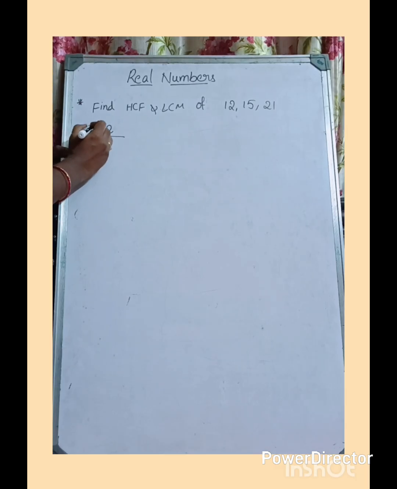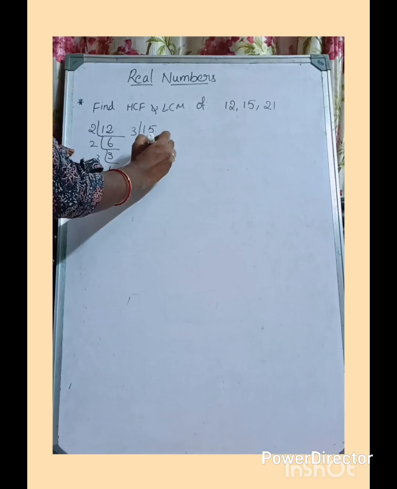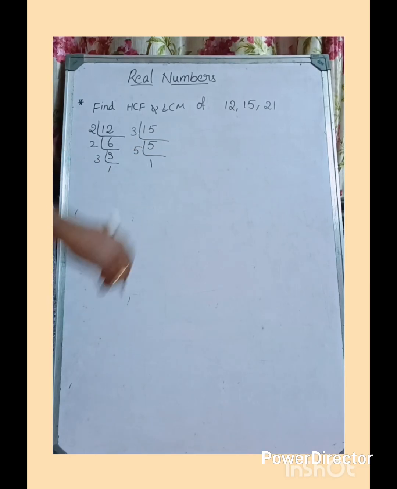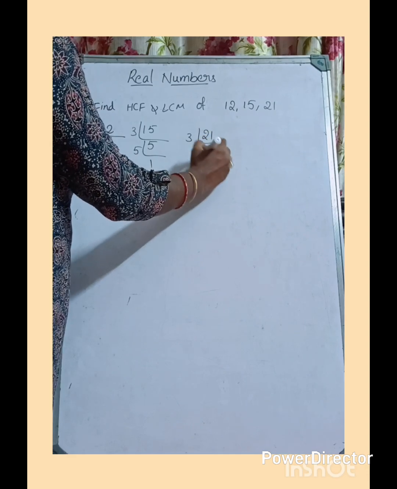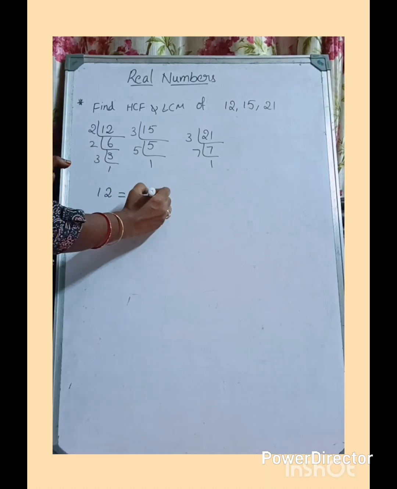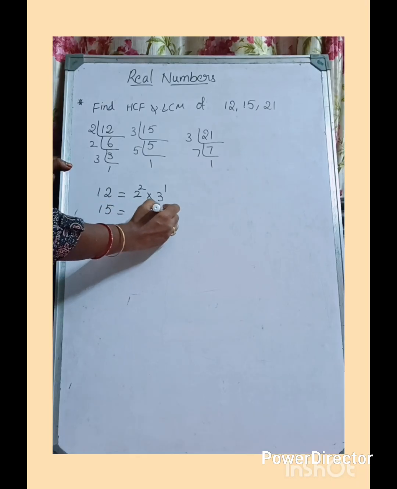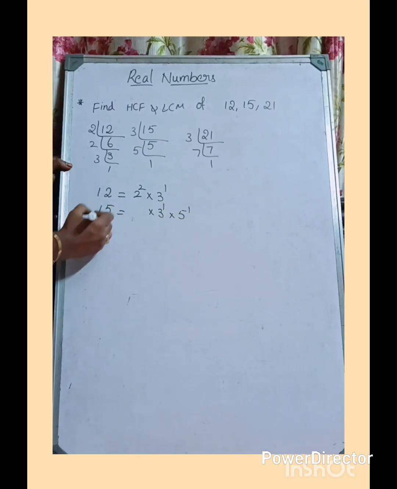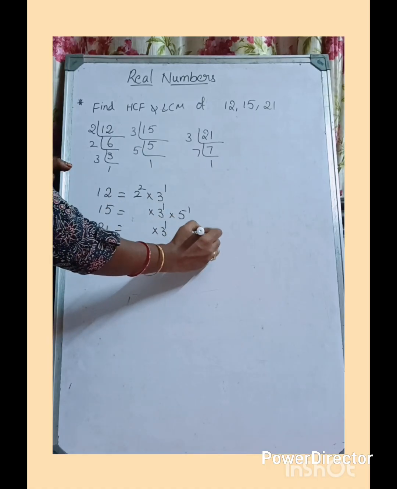So the prime factorization of 12 is nothing but 2 6s are 12, 2 3s are 6, and 3 1s are 3. And 15 we can write as 3 5s are 15 and 5 1s are 5. And next, 21 is nothing but 3 7s are 21 and 7 1s are 7. Now, how can we write the product of prime factors? 12 is nothing but 2 power 2 and 3 power 1, and 15 we can write as 3 power 1 and 5 power 1, and 21 is nothing but 3 power 1 into 7 power 1.